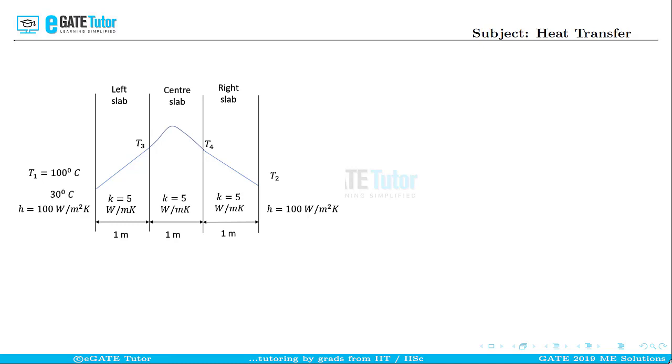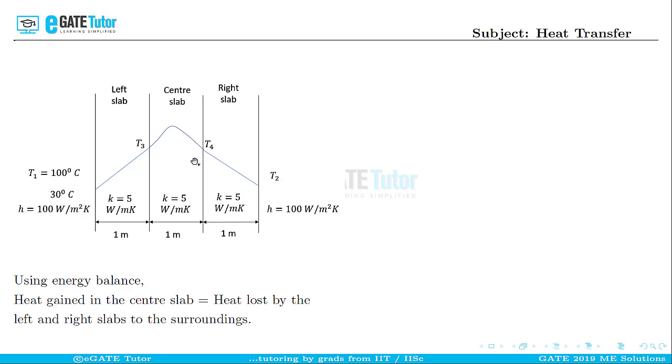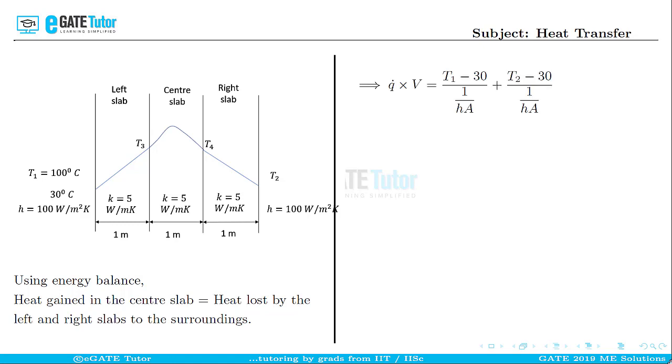The next step is we will use the energy balance equation. In the energy balance equation, it is to be noted that heat gained in the center slab will be equal to heat lost by the left and right slabs to the surroundings. So we can write the heat gained in the center slab as Q dot times V is equal to the heat lost by the left and right slabs to the surroundings, which is (T1 minus 30) divided by 1 by hA, the thermal resistance of the first slab, which is exposed to a fluid outside, and (T2 minus 30) by 1 by hA. This 1 by hA is the thermal resistance of the right slab, which is exposed to a fluid in the surroundings.